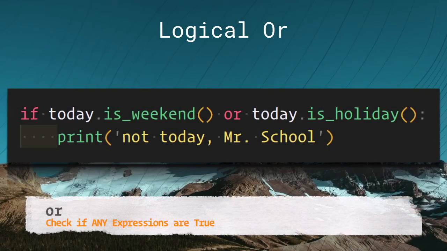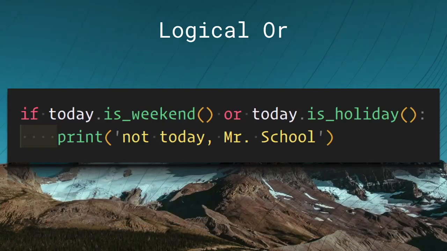Logical or is used when you want to check that any expressions in the statement are true. In this example, only one of the sides needs to be true, again, starting from left to right. If today is the weekend or today is the holiday, print not today, Mr. School.